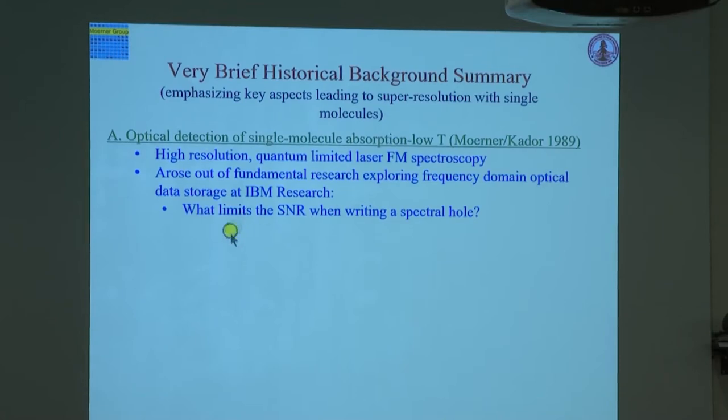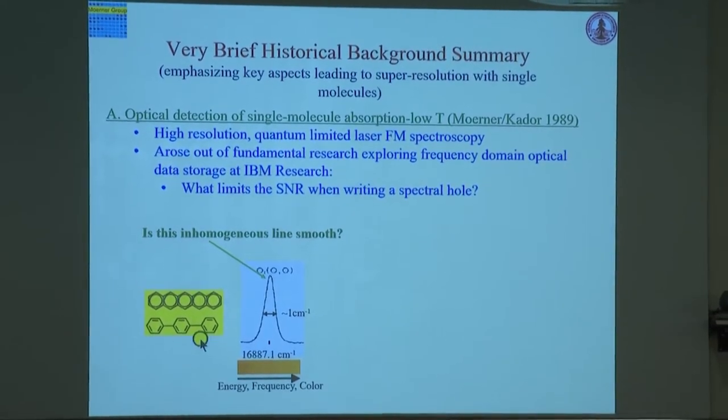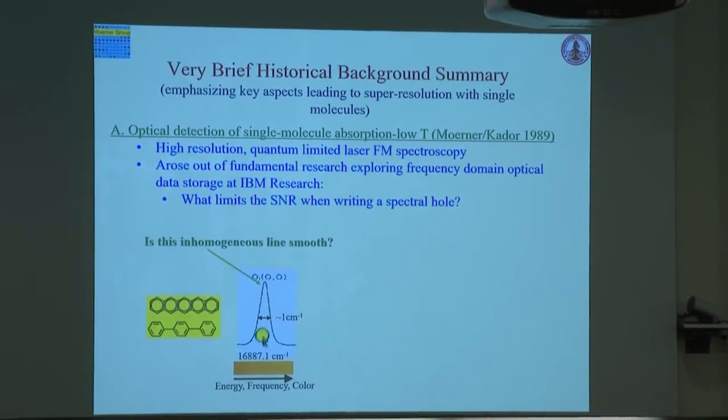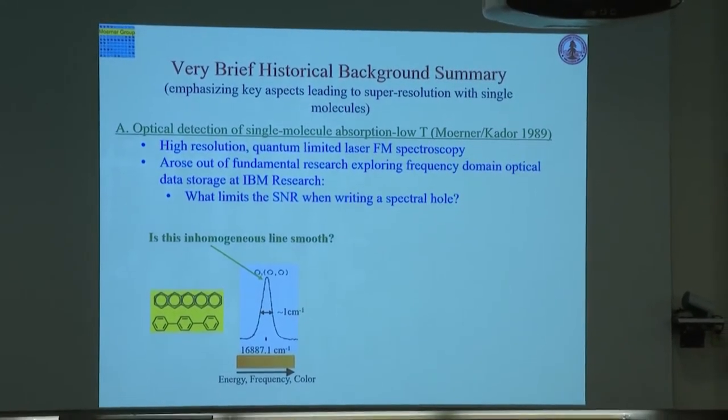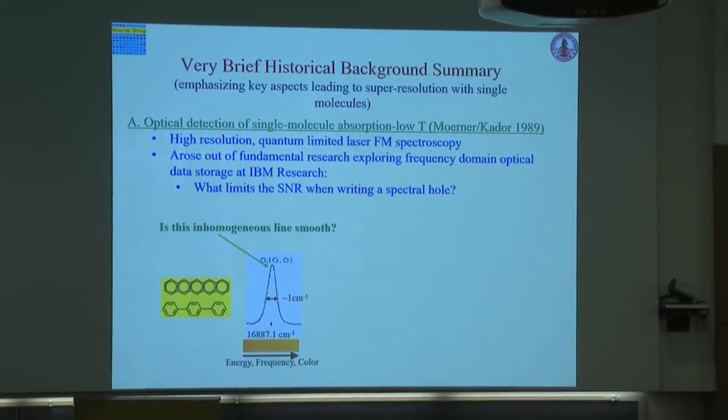But the real important point is that I was interested in the signal-to-noise ratio. I was interested in what is going to limit our ability to detect a small spectral feature. So that represents, equivalently, asking this question. Think about pentacene molecules in a crystal of p-terphenyl, transparent, and this is the electronic absorption of pentacene molecules, billions of molecules. And so you can see that it's got a certain color, but this is an inhomogeneously broadened line where we were going to write 1,000 bits in the peak of this line. So it was important to know whether this was a smooth line. If you spread it out at high resolution, is it just a horizontal line or not? Okay, that's the signal-to-noise question.